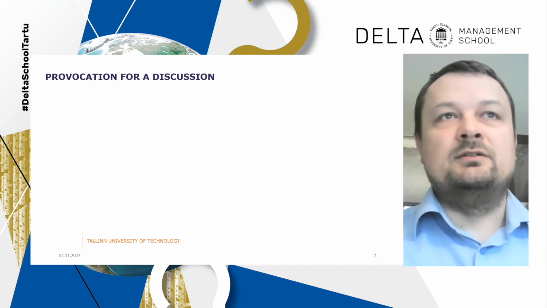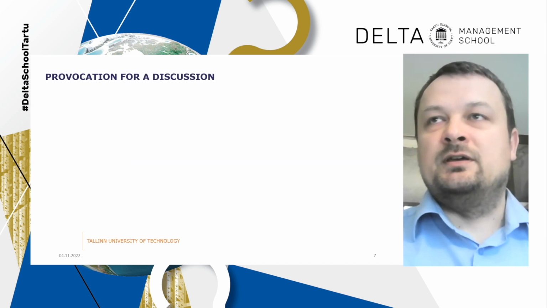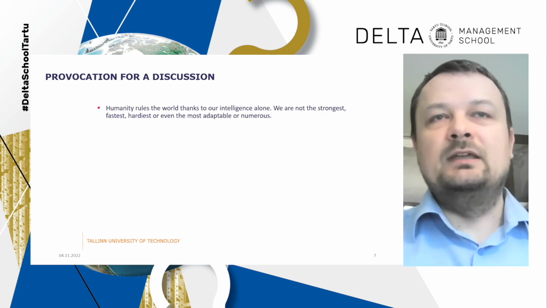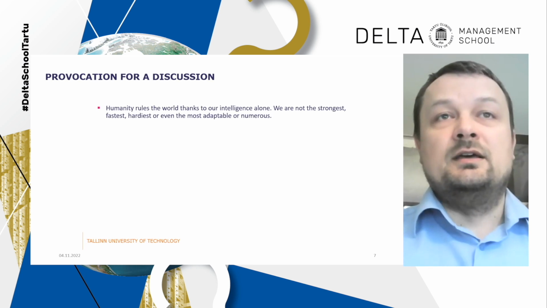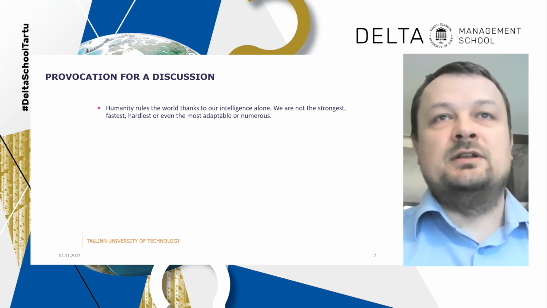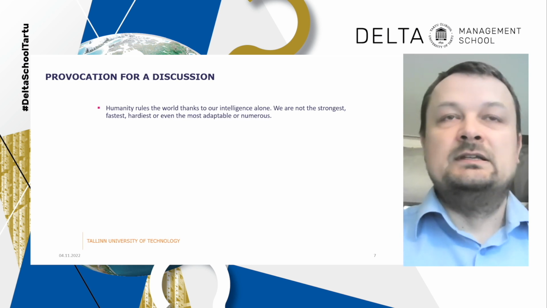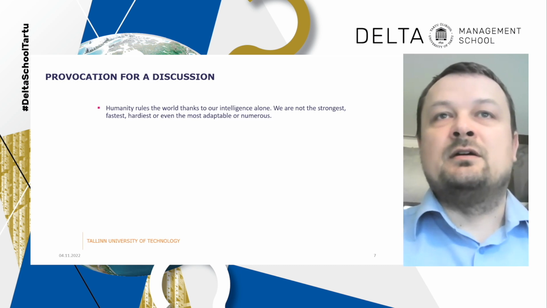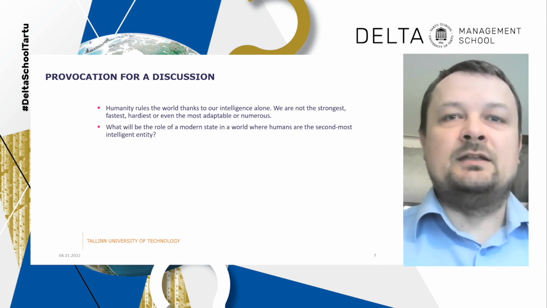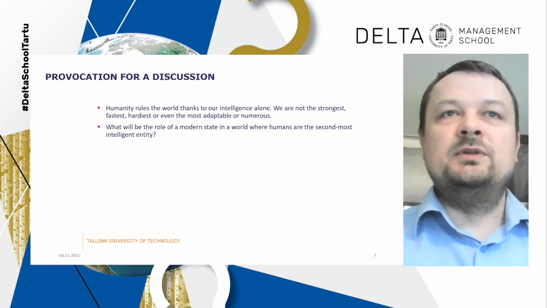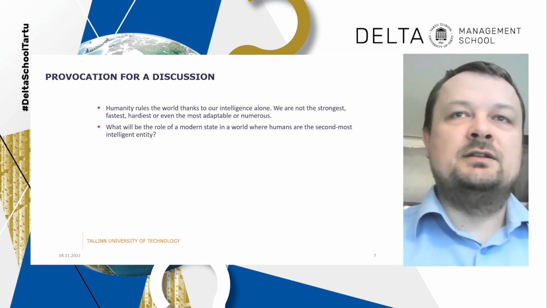And finally, I'd like to end this discussion with a provocation for a discussion in the panel. So humanity rules the world, arguably thanks to our intelligence alone. We're not the strongest, fastest, hardiest, or even the most adaptable or numerous. So all we have really is our intelligence. And now if you think back to the AI discussion, what will be the role of a modern state in a world where humans are the second most intelligent entity?